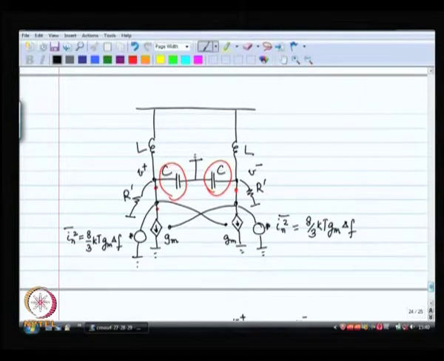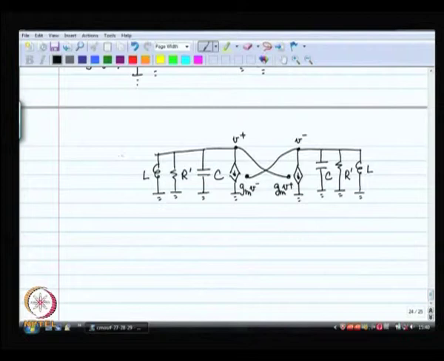And I have got this noise current source on both the sides as well. All right. So, this is my complete small signal model, and the way we deal with noise is that we take one source at a time and we add the effect of both together at the output.